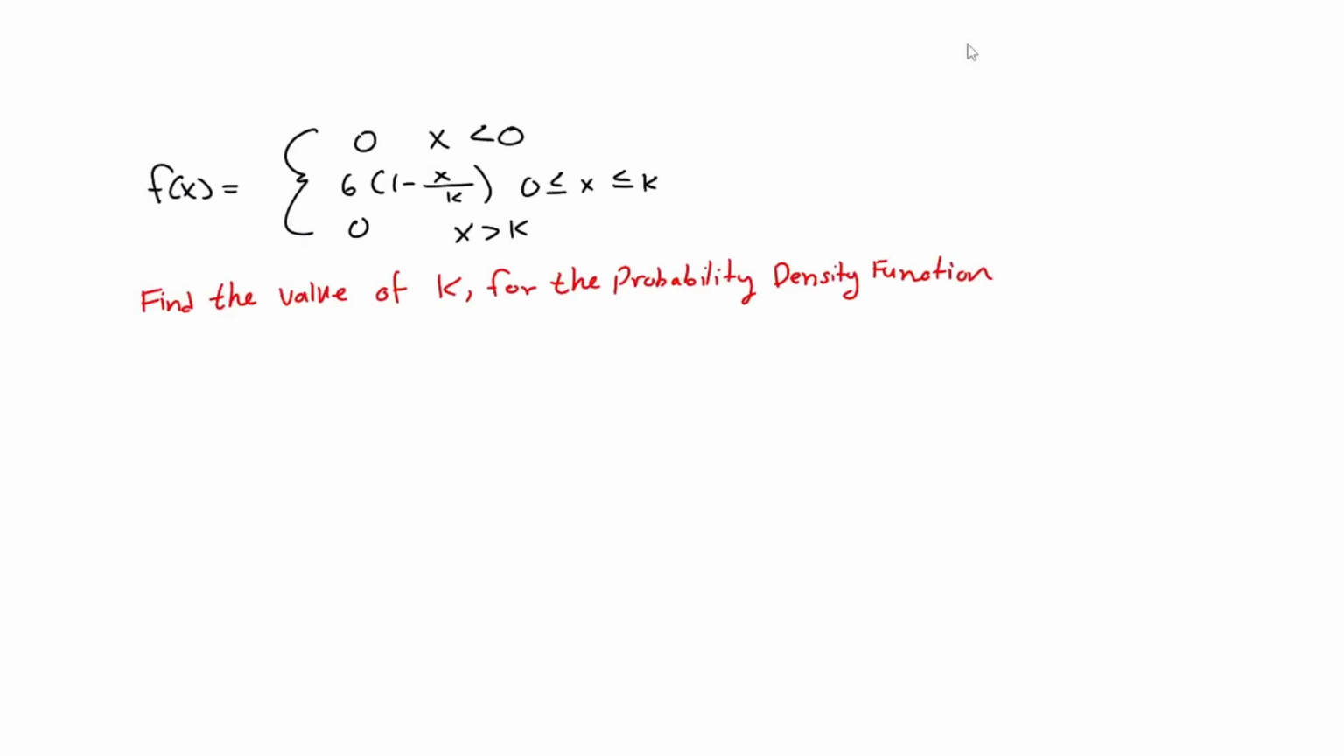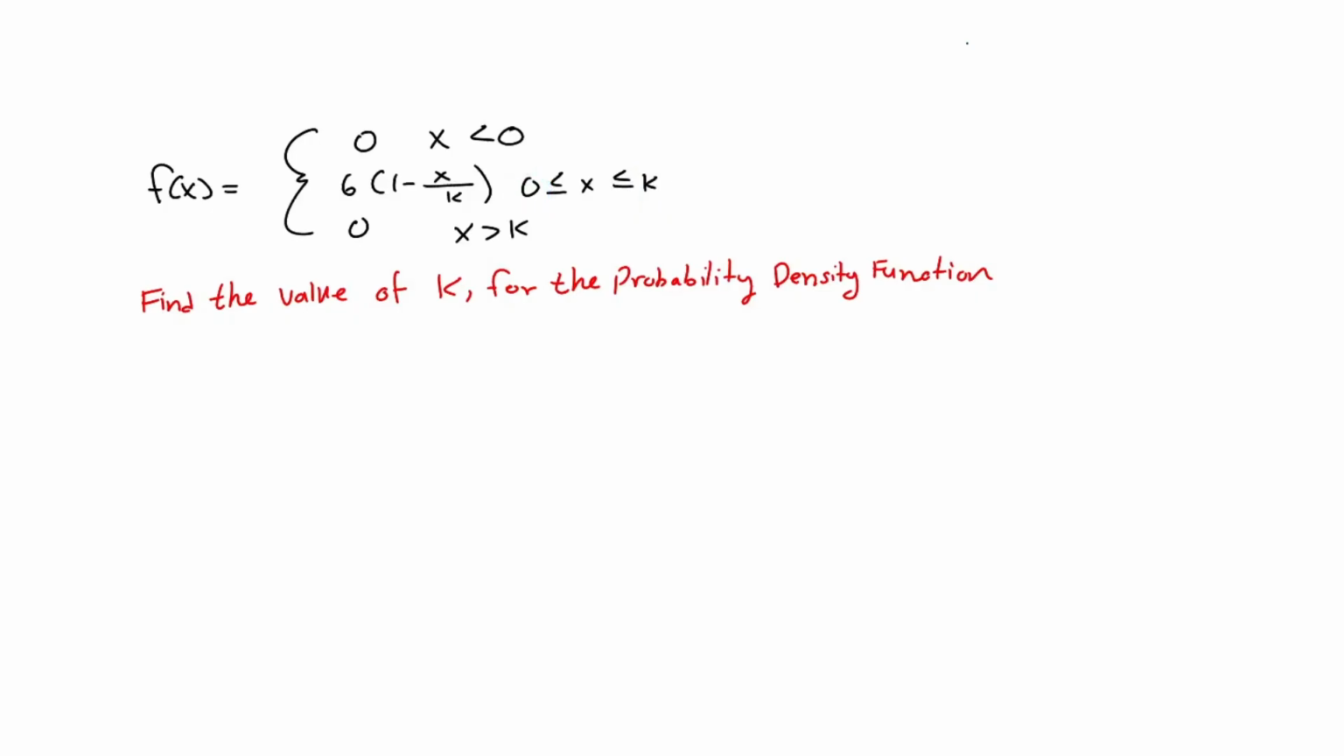In this video, we're going to be looking at how we can find the value of k for a probability density function. So here we can see our probability density function, and it says this: when x is less than 0, we have 0, so we don't have to worry about that. When x is greater than k, we have 0, so we don't have to really worry about that either. But our main function is right here. And where does it exist? It exists from 0 to k.